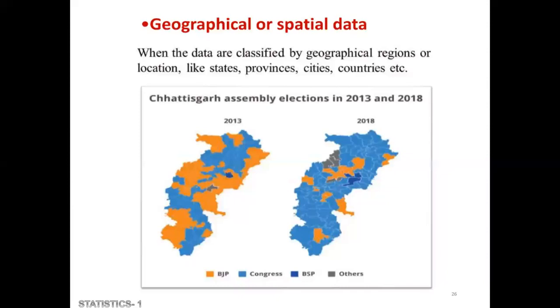Next, we have geographical or spatial data. Here, when the data are classified by geographical regions, such as state, country, continent, town, villages, then we call it geographical data.